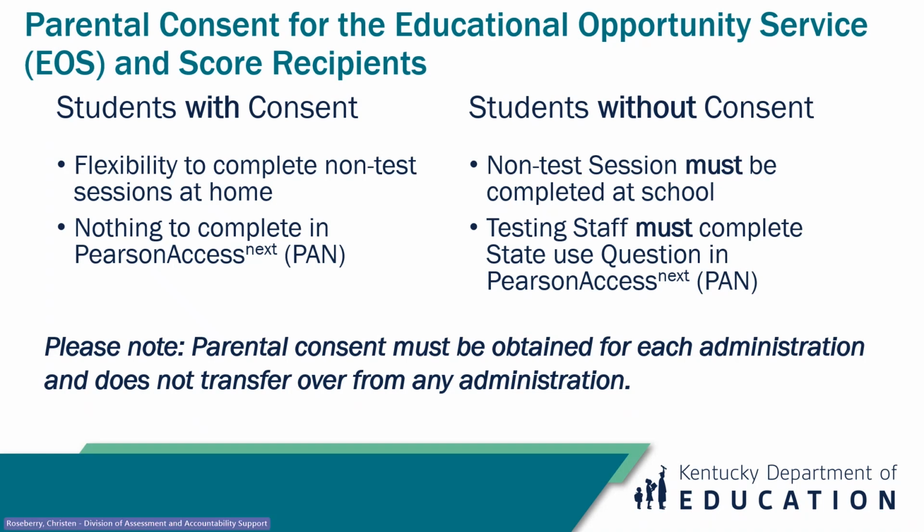With each ACT administration, all Kentucky DACs are responsible for recording students in their districts who are under 18 years of age and do not have parental consent to opt into ACT's EOS or Select Score recipients. This will be done by choosing a response to a state use question in Pearson Access Next. Parental consent must be obtained for each administration and does not transfer over from any administration, including this past spring or more recent fall administration.